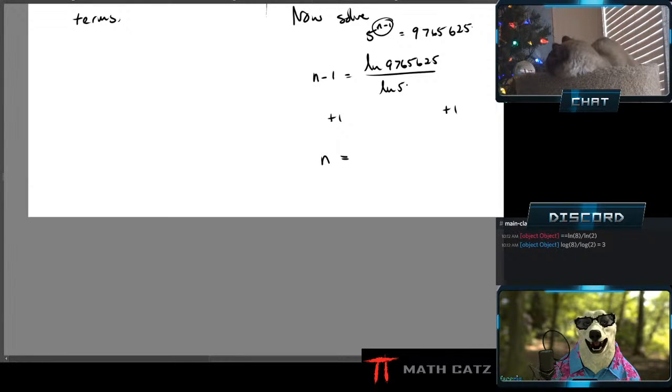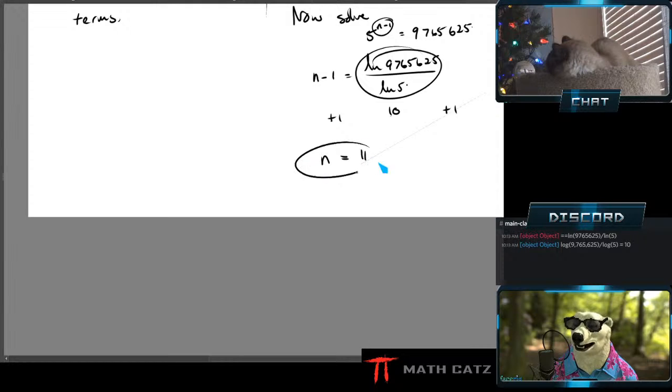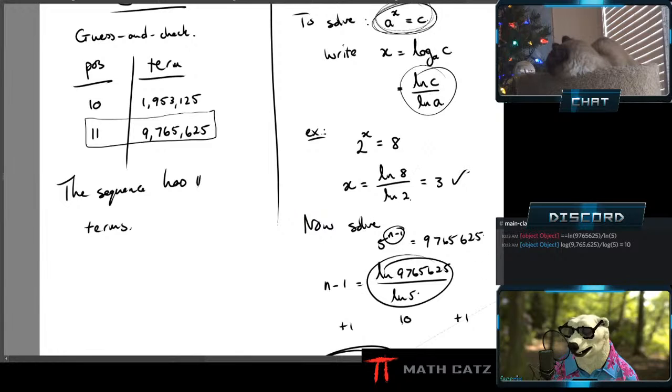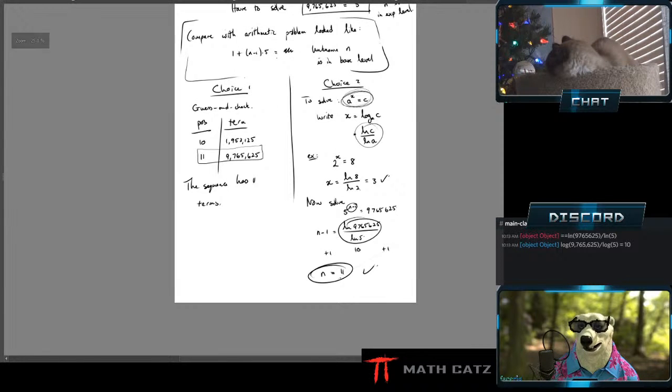Let's see what MathBot says, and if they do get the correct value. Natural log of 9765625 divided by natural log of 5. So over here we get 10, and of course that was the value of n minus 1, so we have to add 1 to get 11 again. Now, I don't know how you feel about this.